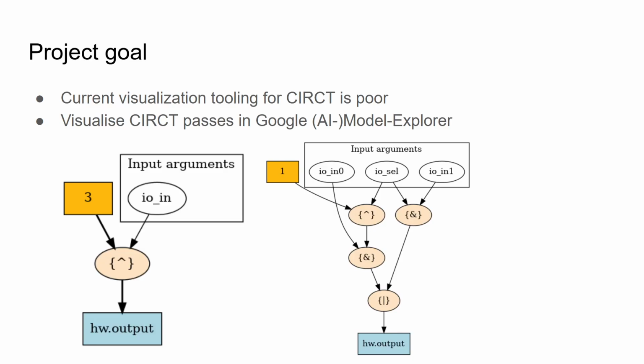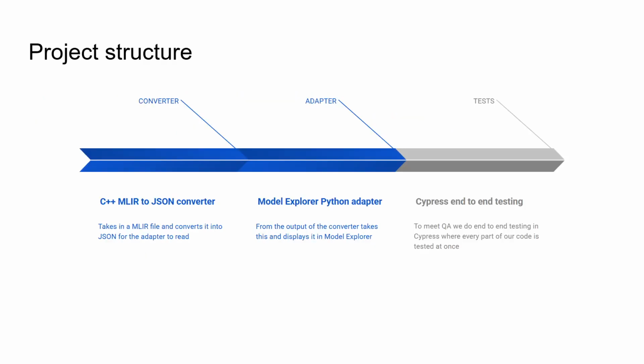Currently, to visualize the circuits you have designed, you don't really have the best tooling. You only really have generations like this, as you can see, where it's used Graphviz. This is already in CIRCT currently. Our goal is to send this to Google's AI Model Explorer to try to make a better interface.